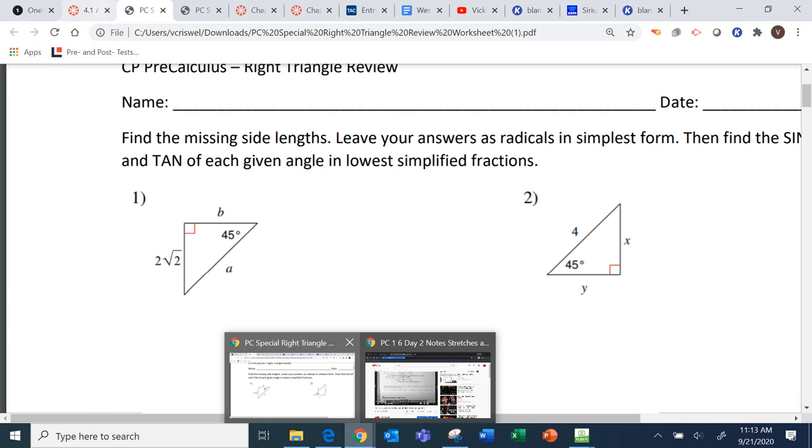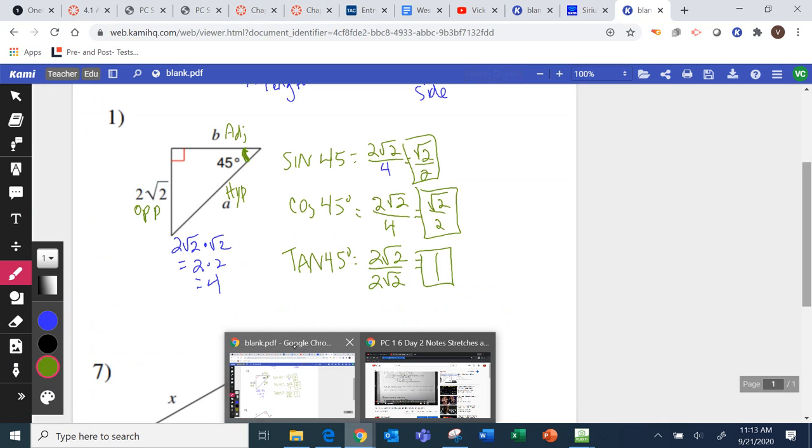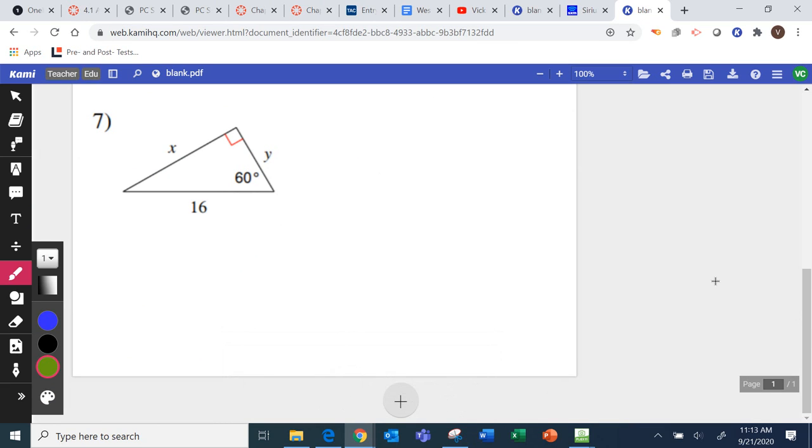One more example I have. I took a picture of number 7. We do the exact same stuff with number 7. We're going to do the sine, and then what angle are we going to use for this one? 60. It's the one that is given to you. Sine 60 degrees, cosine 60 degrees, and tangent 60 degrees.